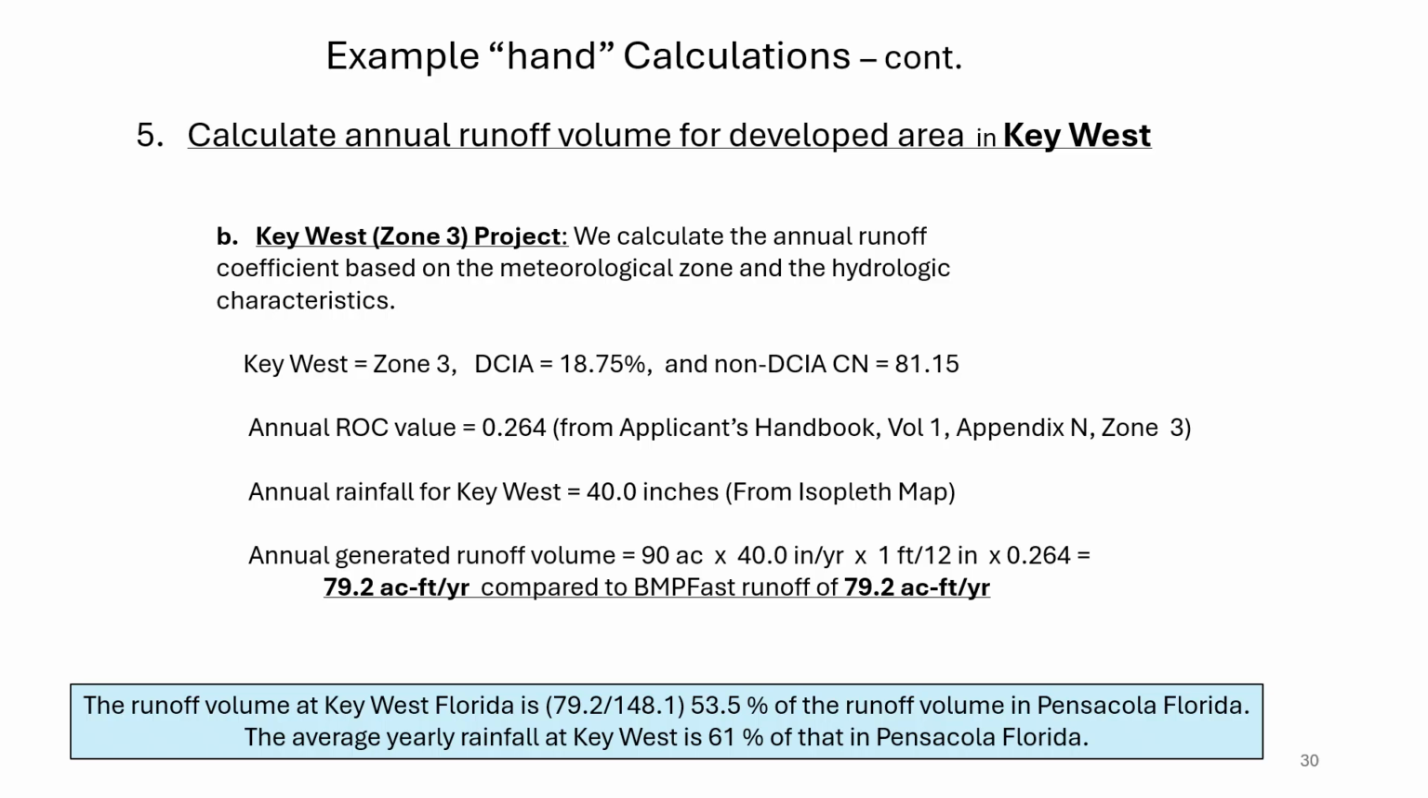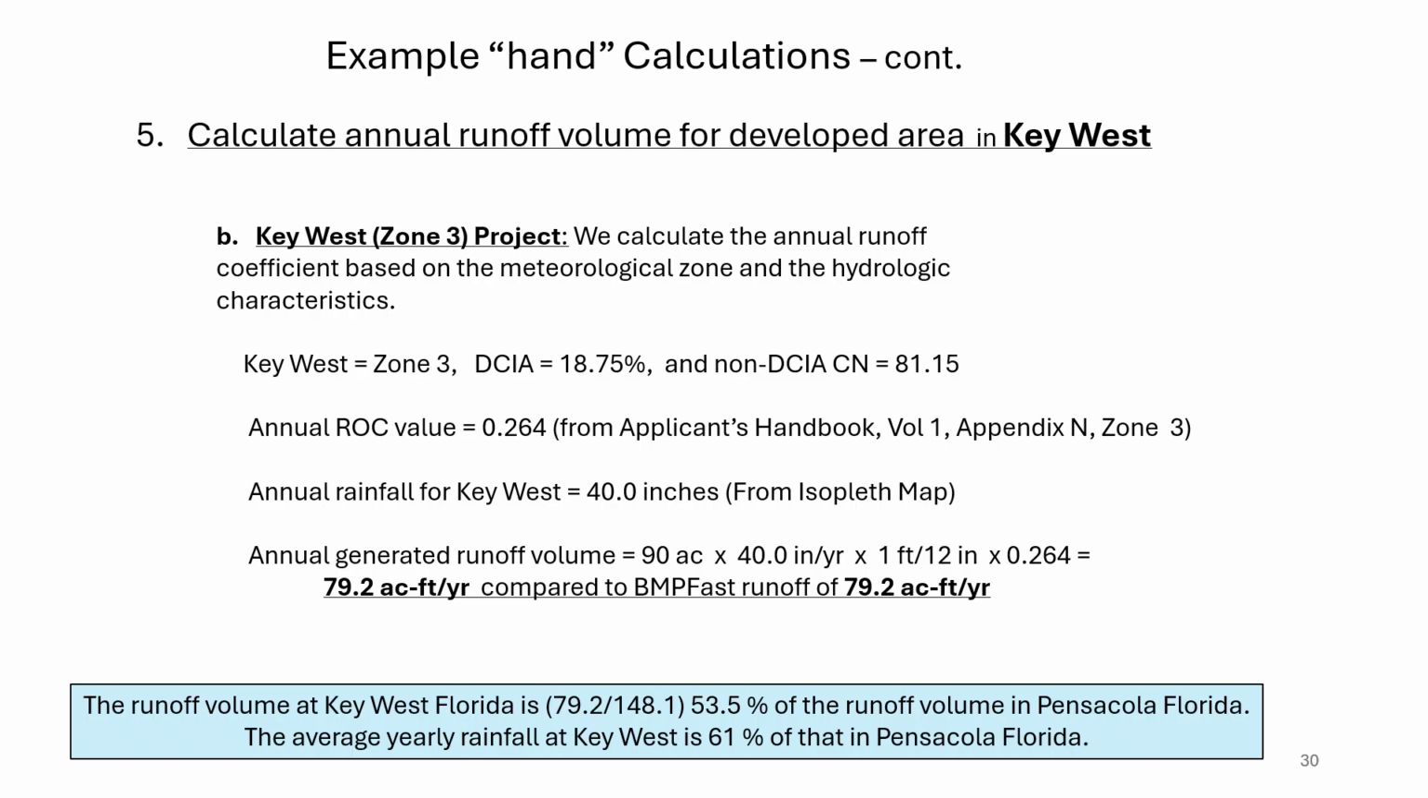Now, let's put this into perspective by comparing it to our Pensacola example. The runoff volume at Key West, at 79.2 acre-feet, represents 53.5% of the runoff volume we calculated for Pensacola. Interestingly, the average yearly rainfall in Key West is about 61% of that in Pensacola. This highlights a crucial point.